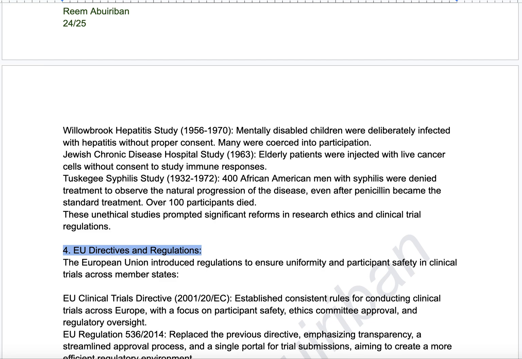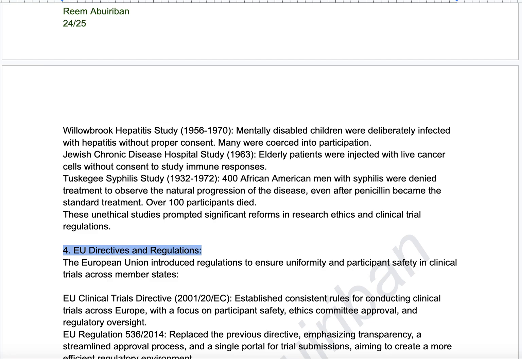Tuskegee syphilis study, which was from 1932 to 1972. 400 African American men with syphilis were denied treatment to observe the natural progression of the disease, even after penicillin became the standard treatment, and over 100 participants died. These unethical studies promoted significant reforms in research ethics and clinical trial regulation.